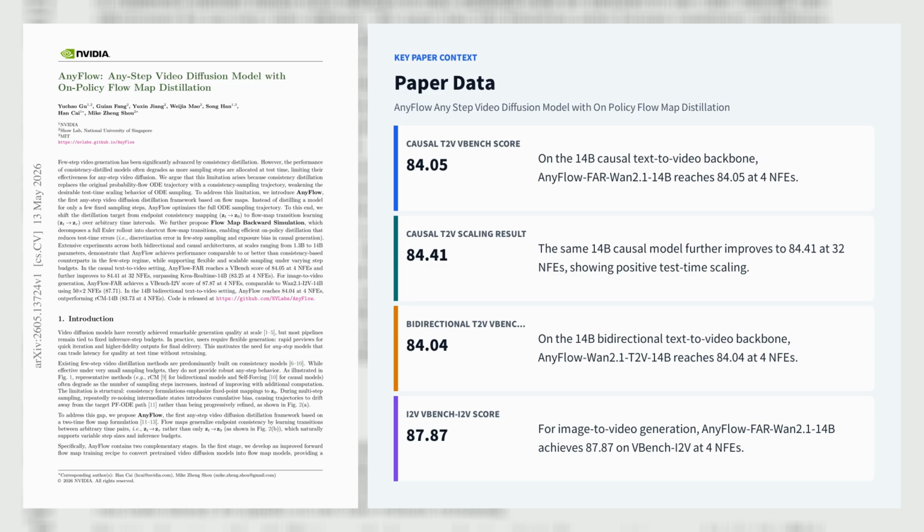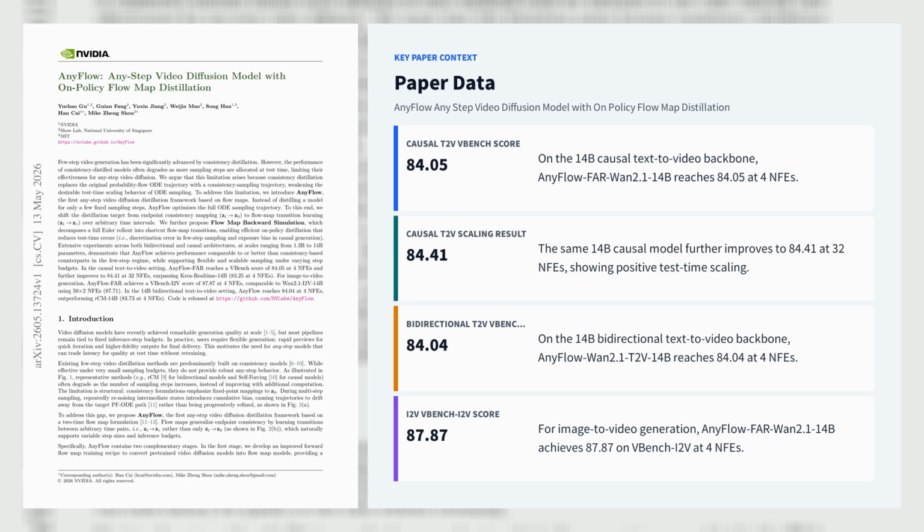Experiments on Wan 2.1 backbones at 1.3B and 14B parameters show that AnyFlow matches or surpasses consistency-based baselines while continuing to improve with more NFEs. In causal text-to-video, AnyFlow FAR Wan 2.1 1.3B scores 84.05 on VBench at 4 NFEs and 84.41 at 32 NFEs, versus 83.25 for Krea Realtime 14B at 4 NFEs.